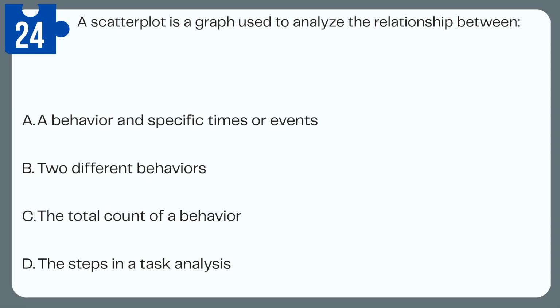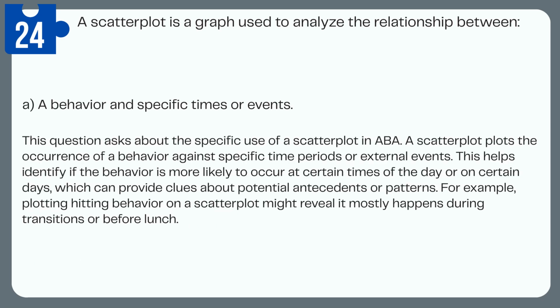Question 24. A scatterplot is a graph used to analyze the relationship between A. A behavior and specific times or events. B. Two different behaviors. C. The total count of a behavior. D. The steps in a task analysis. Answer: A. A behavior and specific times or events.